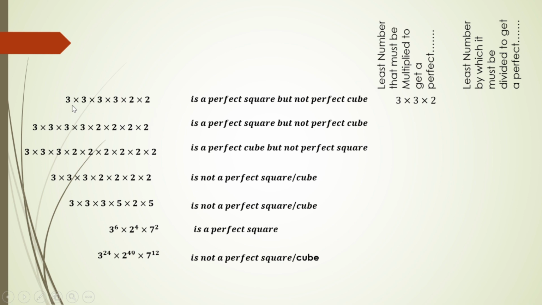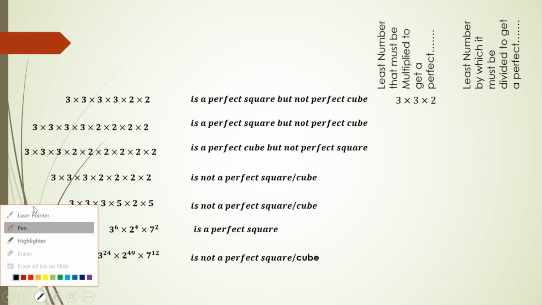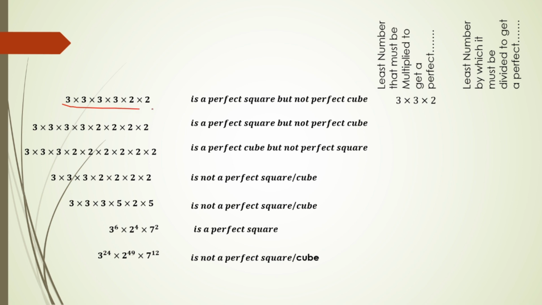By which least number should we divide it? By which least number should we divide this number to make it a perfect cube? We don't need this 3, we don't need this 2, and we don't need this 2 even. So we must divide this number by 12. We must multiply this number by 18 and we must divide this by 12.